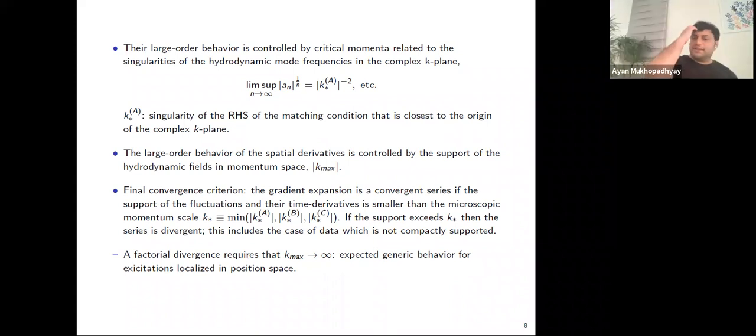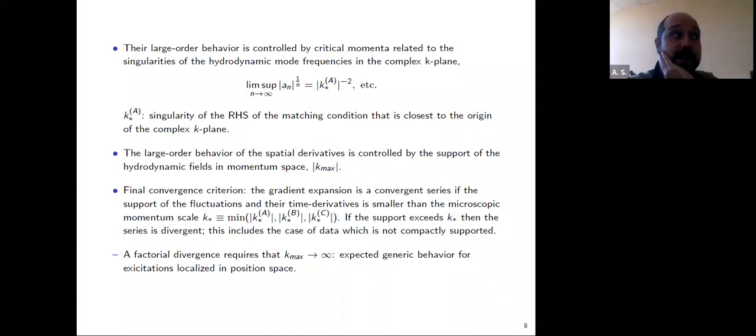Sorry, what do you mean by the support exceeding K star? I mean, let's say you have a flow which is effectively 1+1 dimensional, okay? And you consider a Gaussian in real space as your initial data. Well, the Gaussian in momentum space is also not compactly supported. So in this case, you would predict that the gradient expansion evaluated on any given space-time point along the flow would be factorially divergent. I have an example in the next slide, just to illustrate the point.